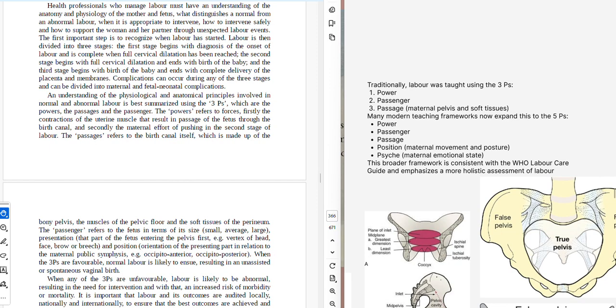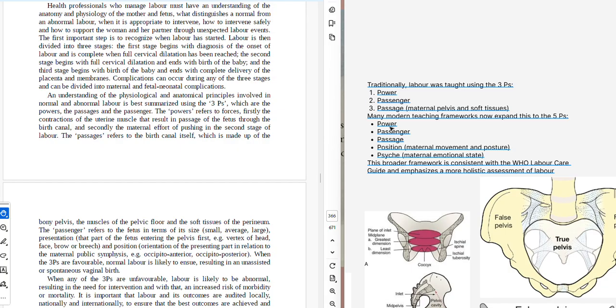Another thing, according to the current obstetric teaching, the WHO Labor Care Guide, the P's of labor are, wait a second. All right, so the latest five P's of labor we just did: power, passenger, passage, position, and psych. So power is basically the uterine contractions and maternal expulsive efforts. This is basically frequency, duration, intensity, adequacy of contractions and maternal pushing.